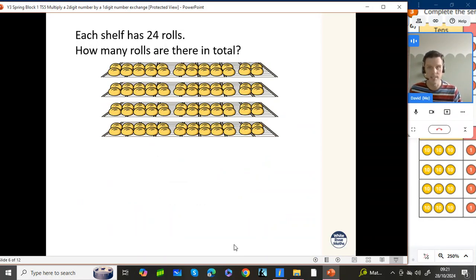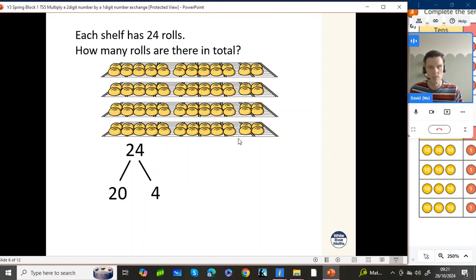Okay, moving on to the main lesson. So here we have a situation. Each shelf here has got 24 rolls, and how many rolls are there in total? Well, as you can see, there are 4 shelves. So based on what we've just done, we'd have 24 times 4.